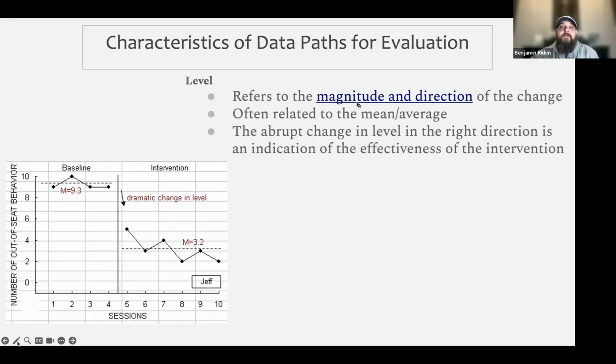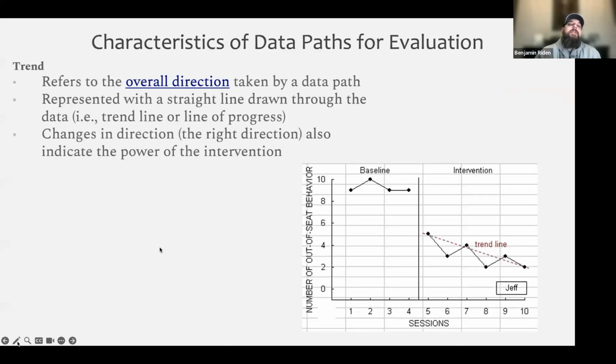What level refers to is the magnitude and direction of change, often related to, again, the mean or average. If we see an abrupt change in level in the right direction, this is an indication of the effectiveness of that intervention. We also need to look at trend, and this refers to the overall direction that the data path is moving. It's represented with a straight line drawn through the data. So this is our trend line. You can see a trend line right there indicated in this red dashed line.